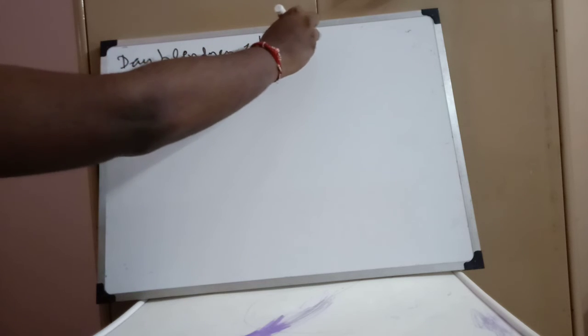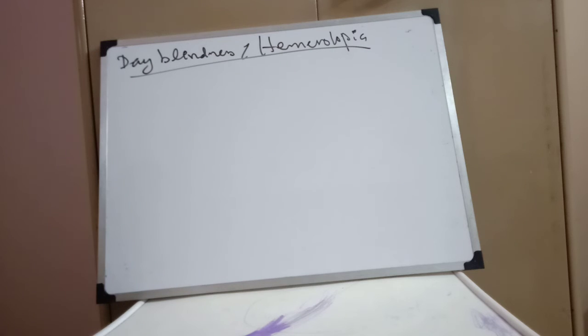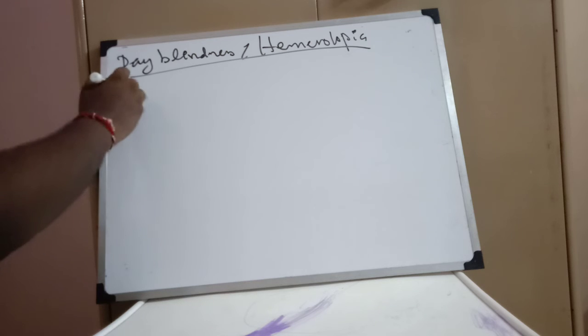Next, coming to day blindness. The next symptom is going to be day blindness, or it is also called hemeralopia. What is day blindness? Inability to see, or diminution of vision, in daylight is called day blindness or hemeralopia. What are the different causes of day blindness?